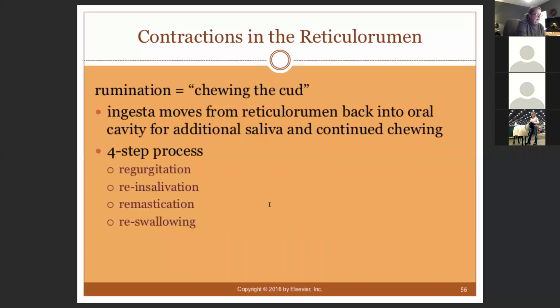The four-step process, and I want you to know the steps: after they swallow their food initially, they regurgitate it into their mouth, re-insalivate it, then remasticate it, and then re-swallow it. Sometimes if you look at a cow, they look like they do a little burp. That's them bringing their food back up into their mouth. They chew, re-insalivate, and swallow it, and that's part of their digestion process.